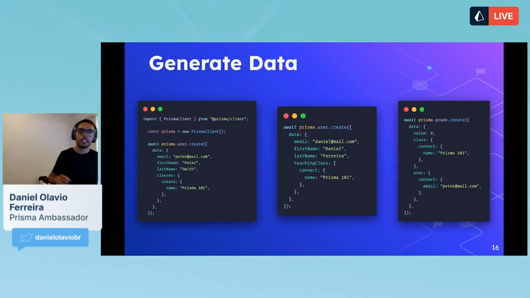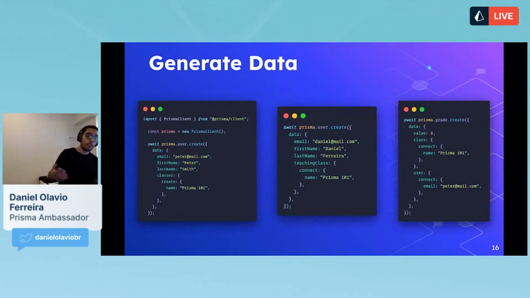So for the data, I'm going to say that the email is peter@mail.com. The first name is Peter. The last name is Smith. And right here is something really interesting. I'm going to say, okay, he has classes. And right there, I can choose to either connect to a class or create one.